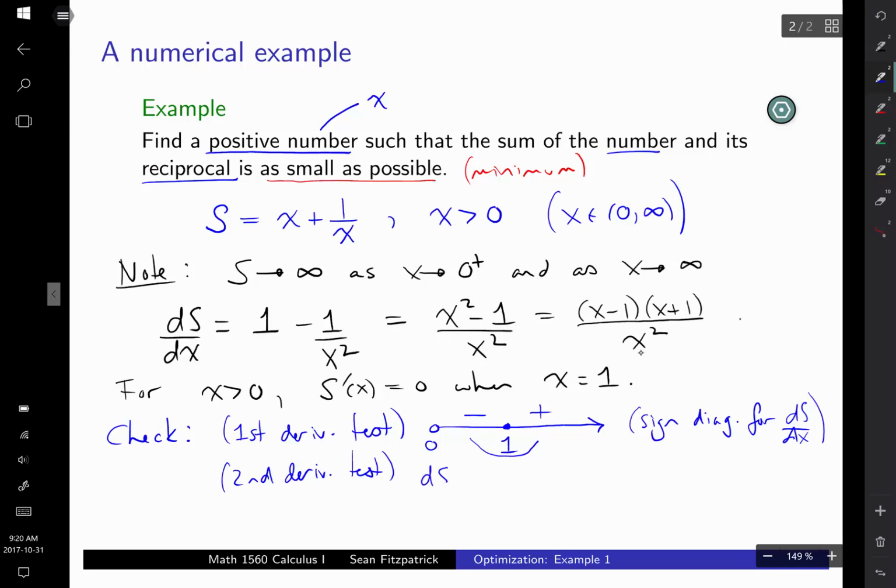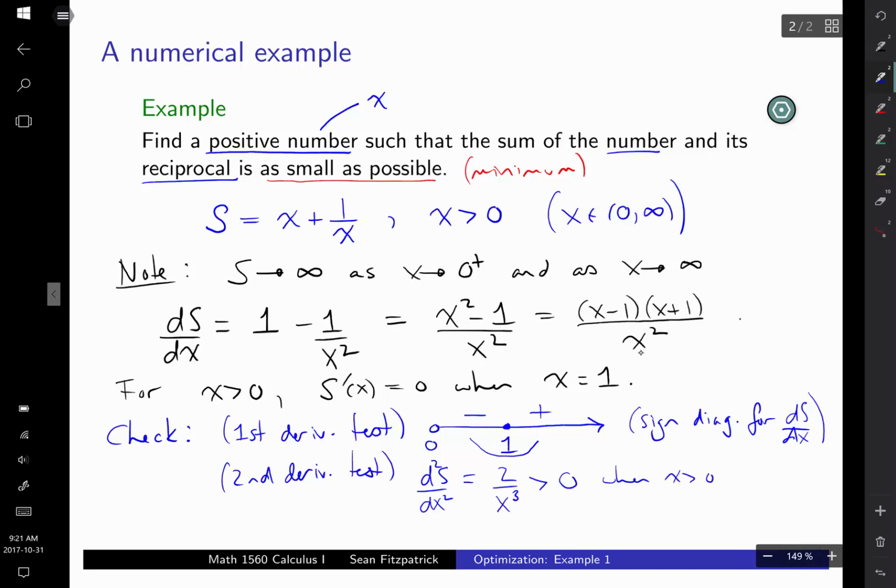The other option we could have is we could do the second derivative test. So we could calculate the second derivative, d squared s dx squared, and we get, well, the derivative of 1, right? This derivative is just 0. This is minus x to the minus 2, so if we apply power rule, minus 1 times minus 2, we get plus 2 x to the minus 3. We get 2 over x cubed for the second derivative, which is bigger than 0, right? And so the second derivative is positive everywhere for x bigger than 0.